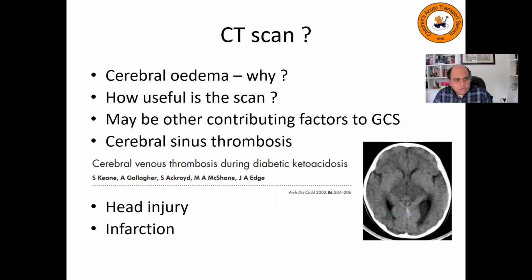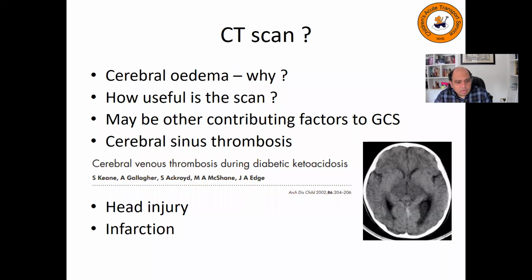Finally, and maybe we should stop here and take some questions, because there's so many interesting points to discuss. When would we do a CT scan in patients with DKA? We would do it when we are concerned about cerebral edema, because we want to, A, confirm if they do have cerebral edema, but remembering that CT scan isn't a very sensitive or specific marker for cerebral edema. The most sensitive and specific marker is clinical signs. And so how useful the scan is is a question that you have to consider.